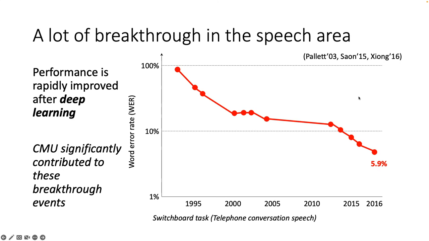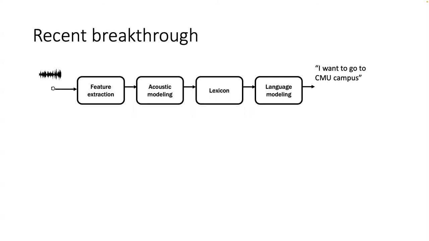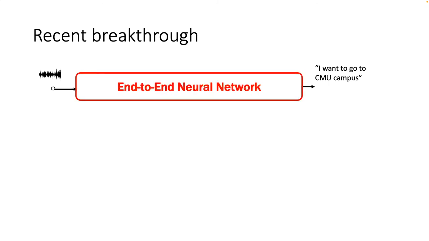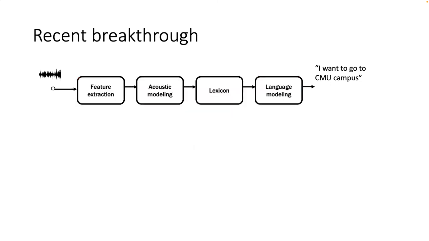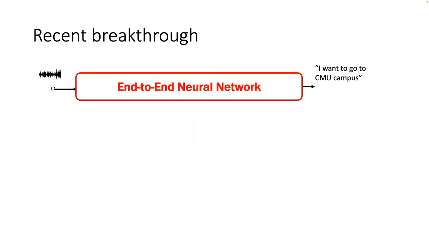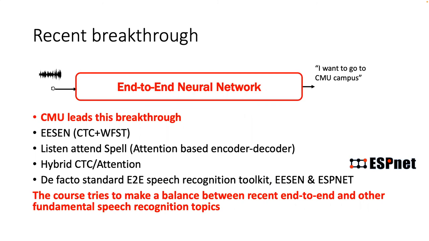Especially the recent breakthrough, it's not very recent already, I'd say it's about 5 years or so: all speech recognition has now become end-to-end neural networks. Again, I will explain a bit more about what end-to-end neural network-based speech recognition is and what the current classical speech recognition is. But I just want to mention that CMU contributed to this breakthrough as well, including CTC, RNN-T, CTC WFST, Listen, Attend and Spell, which was also done by one of the PhD students here at CMU.